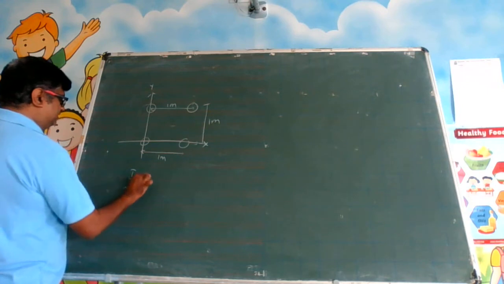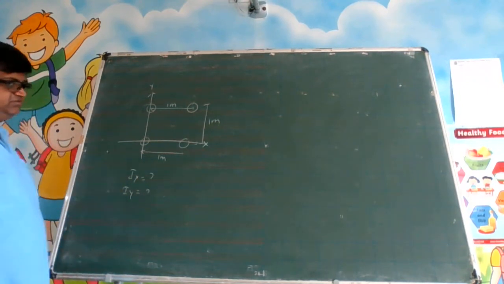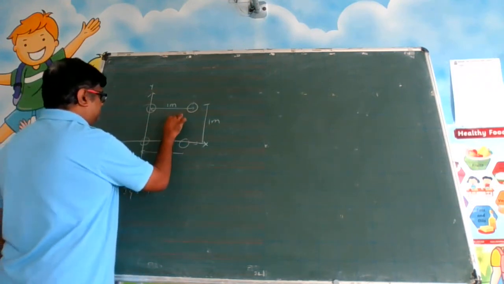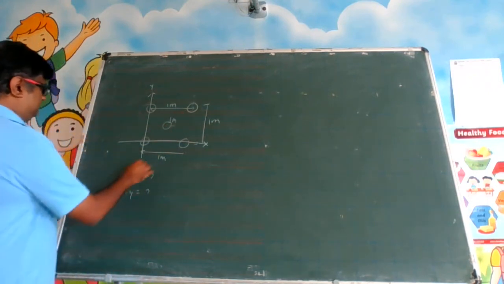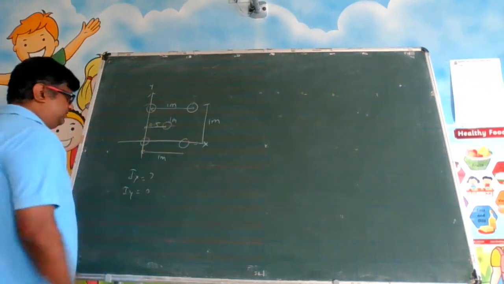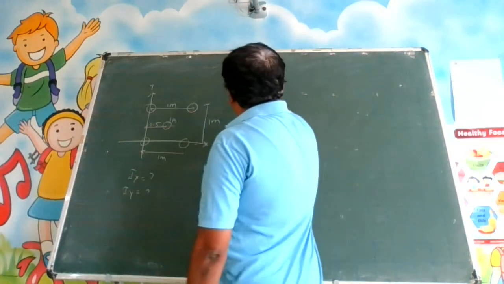Find Ix and Iy just for practice purpose. How will you find them? Here 4 masses are there. I will put another mass in the center like this, just for practice. This is 1 meter, this is 1 meter, so this is 0.5 meter. So how many masses are there here? There are 5. Let us calculate the Ix.